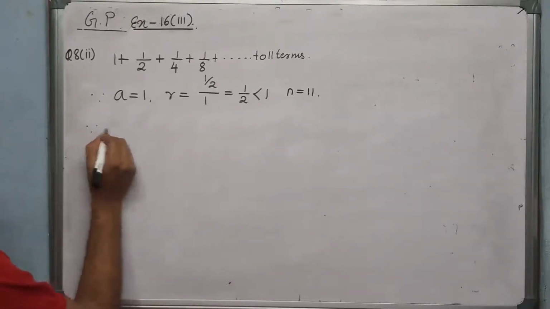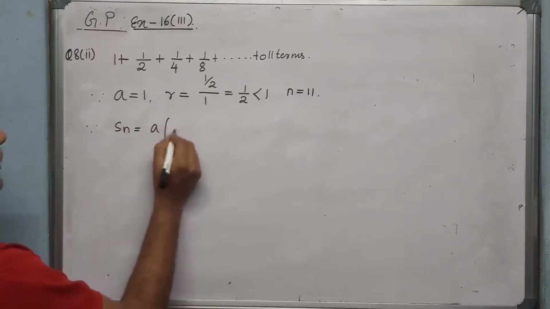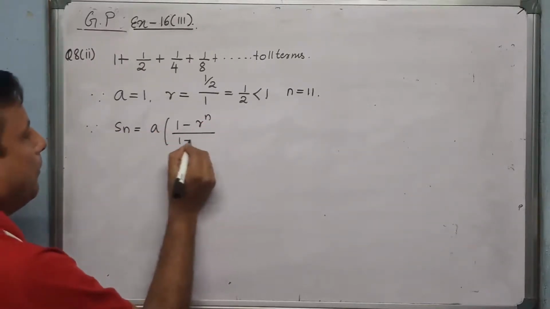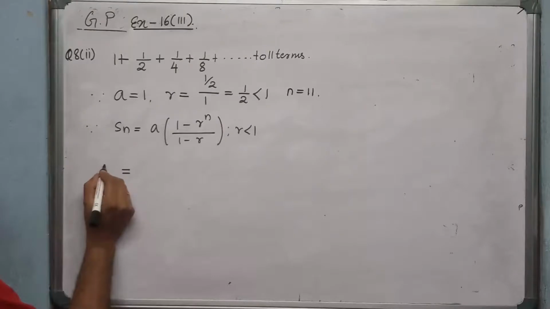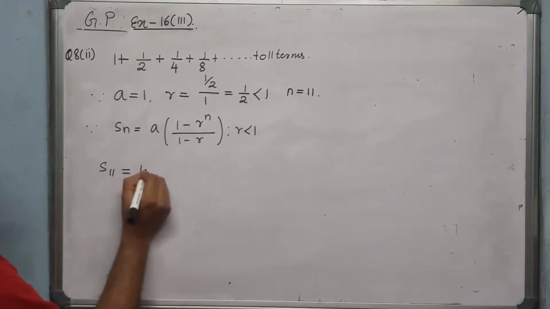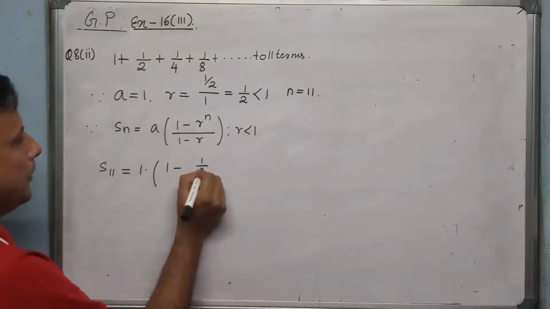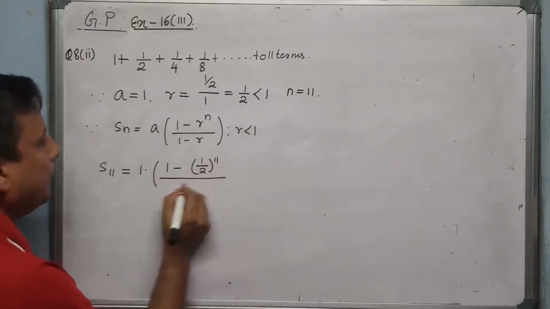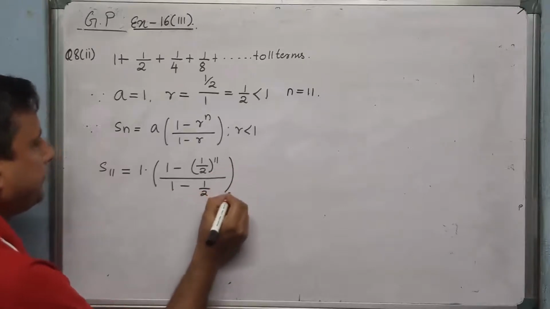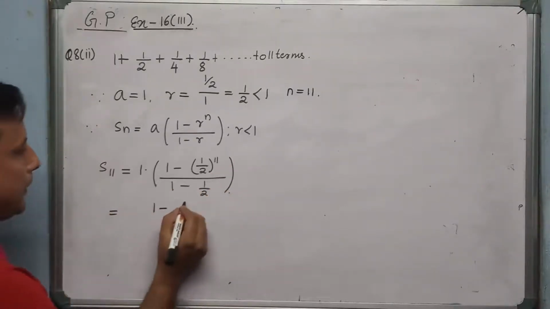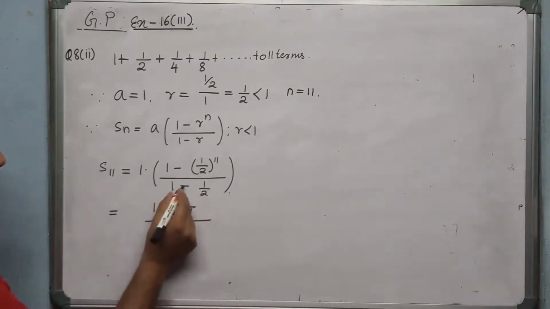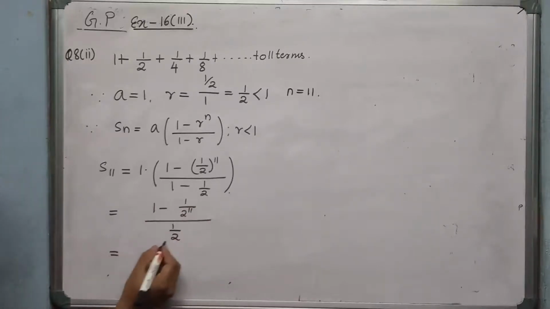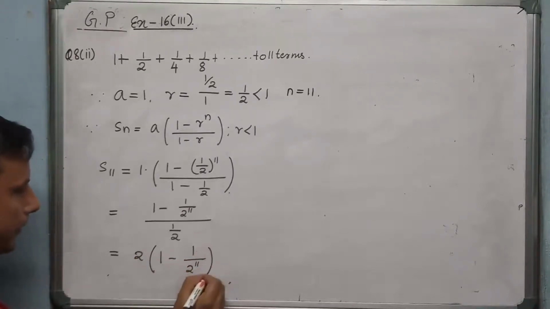The common ratio is less than 1, so the sum formula is a(1 minus r to the power n) over 1 minus r. r is less than 1. Now I'll substitute the respective values. S11: a is 1, into 1 minus (1 by 2) to the power 11 over 1 minus 1 by 2. If I take the LCM, it will be 2 minus 1 is 1 over 2. Now the answer we can write like this: this 2 will go over there, 1 minus (1 by 2) to the power 11.